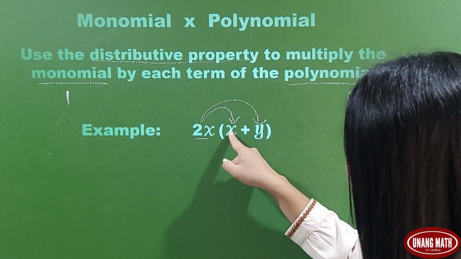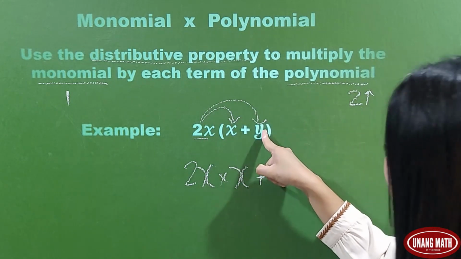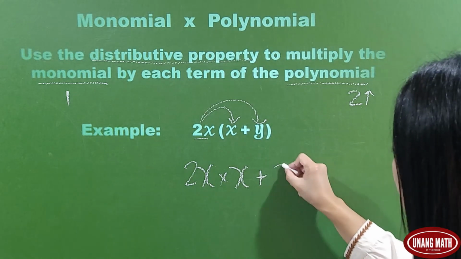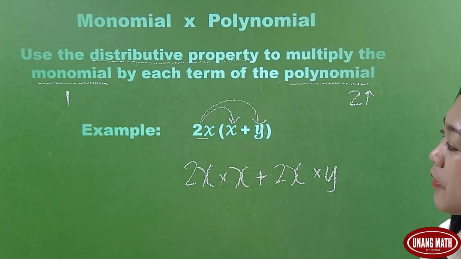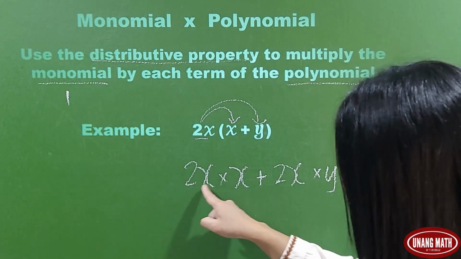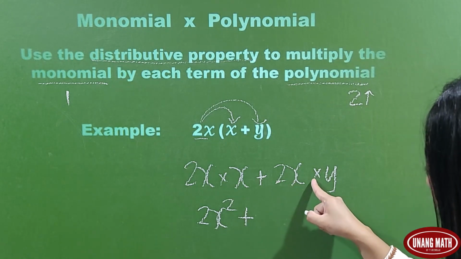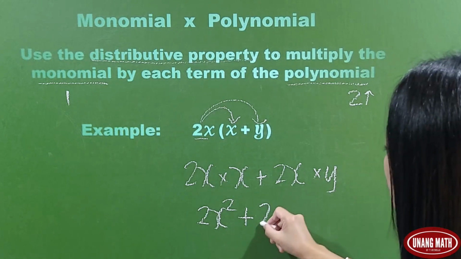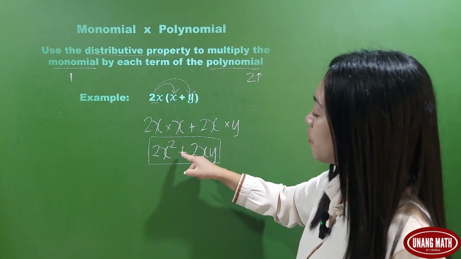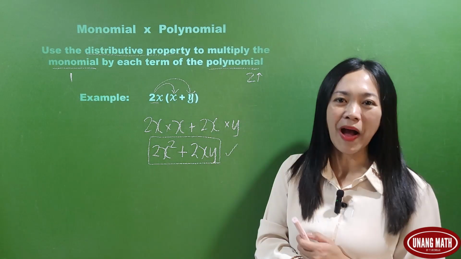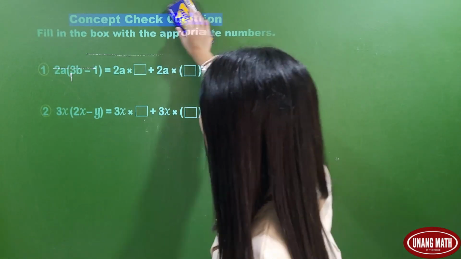So this is 2x times x, plus 2x times y. If we simplify 2x times x, that would be 2x squared. Plus 2x times y would be 2xy. So our simplified expression is 2x squared plus 2xy. Okay, let's give more examples by answering these concept check questions.